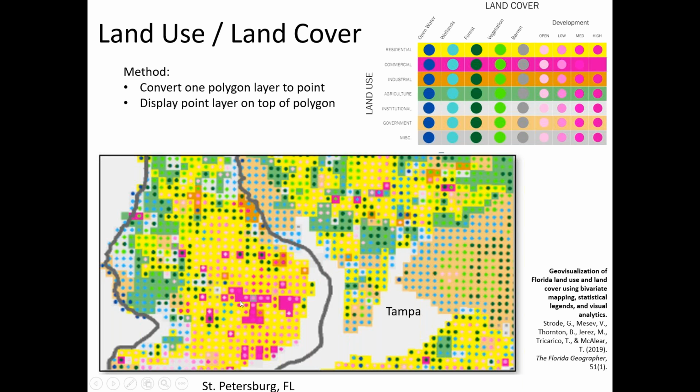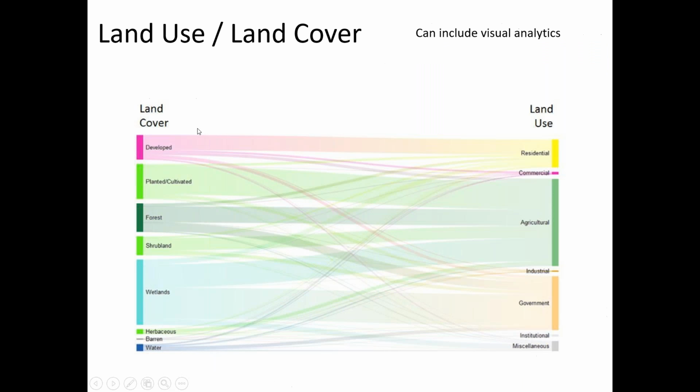It takes a little bit of time to get acquainted with this, but after a few minutes, you know that the yellow in the background is residential. So this is the Tampa St. Pete area. You see that there's a lot of residential in St. Pete, and the green would be agricultural. You can even take it a step further and make a chart like this to show the relationship. And you see that we really do have a lot of agricultural land use in Florida.